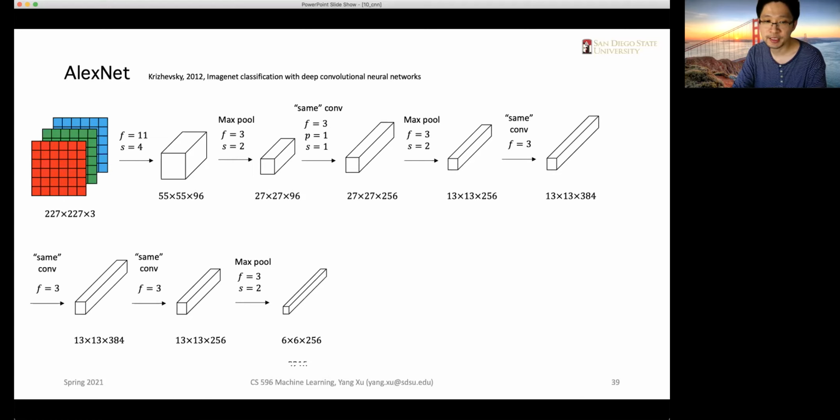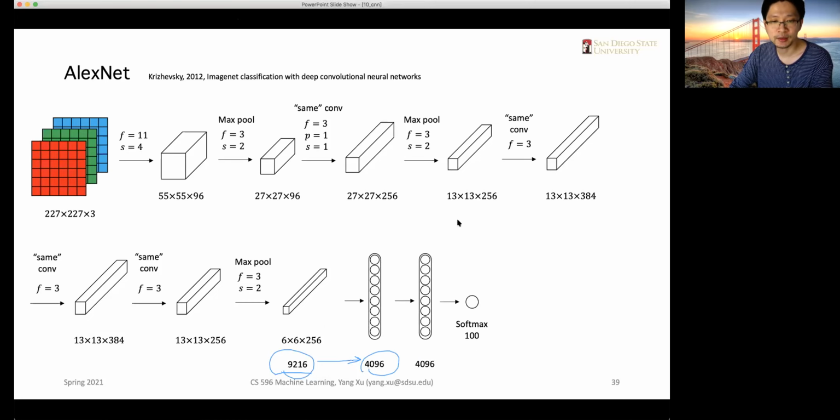Which results in a 6 by 6. So that's the point where the network is going to flatten all these elements into a long vector that has 9,000 elements, into a fully connected network that has 4,000 units. And these 4,000 units will be connected to another fully connected layer, which feeds into a softmax layer that has 1,000 outputs. Because at that time, the ImageNet dataset they used has 1,000 labels to be predicted.